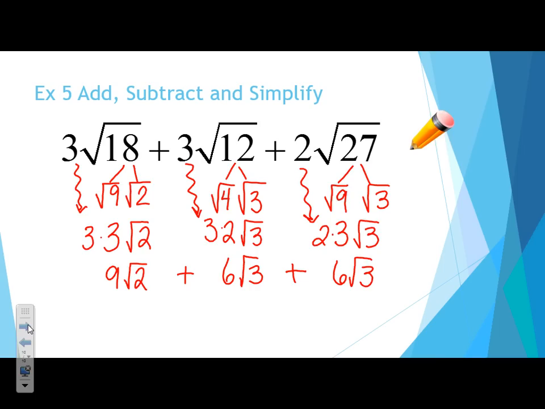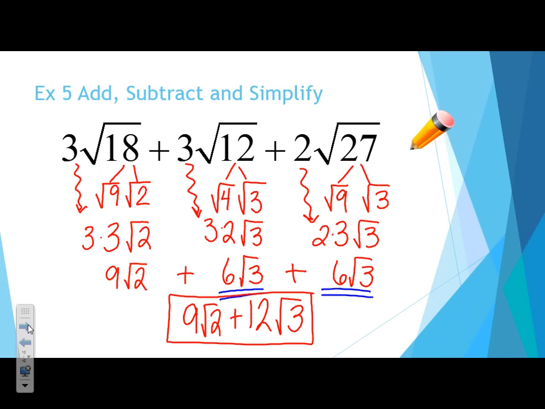And now if I look through my list of things I'm supposed to do, 9 square roots of 2 plus 6 square roots of 3 plus 6 square roots of 3. The only 2 that are considered like terms are these 2, because they both have a 3 as the radicand, okay? So square root of 3, square root of 3, I can add those. It becomes 12 square roots of 3 in total. And that 9 square root of 2, I can't add that to the other piece, so I'm just going to leave him. Final answer is 9 square roots of 2 plus 12 square roots of 3. Done. That's as simplified as it gets.